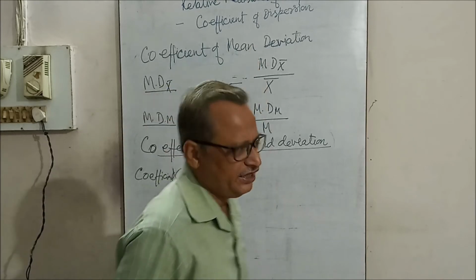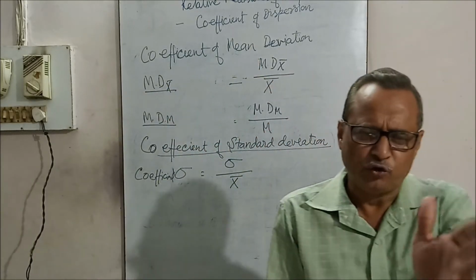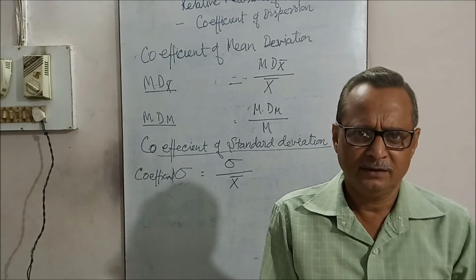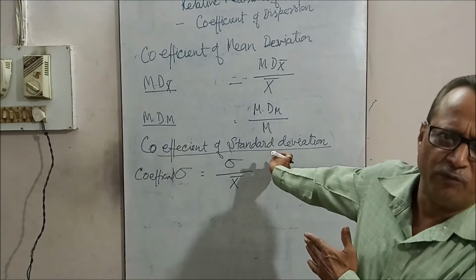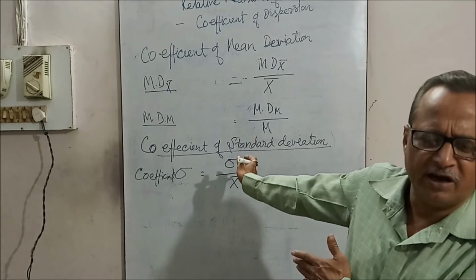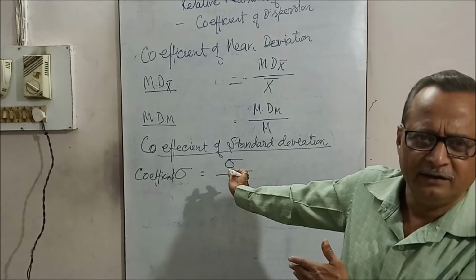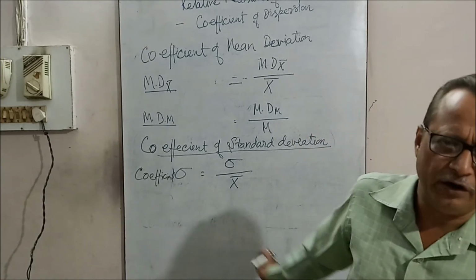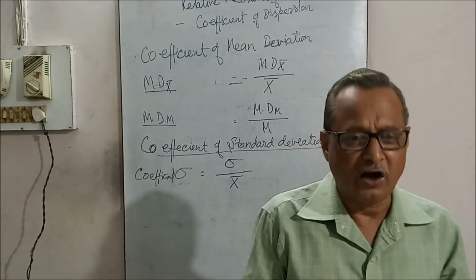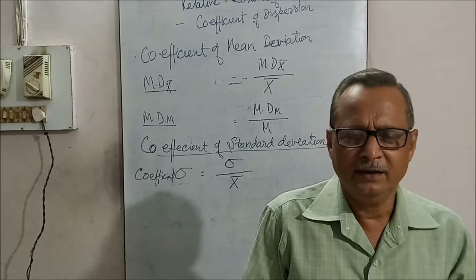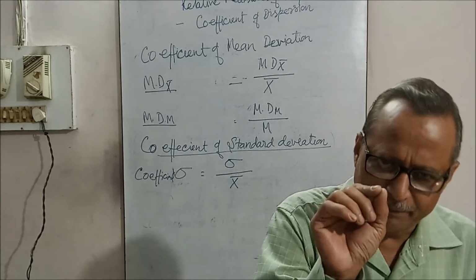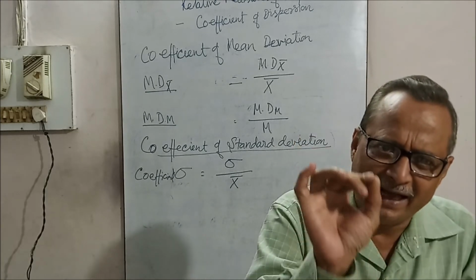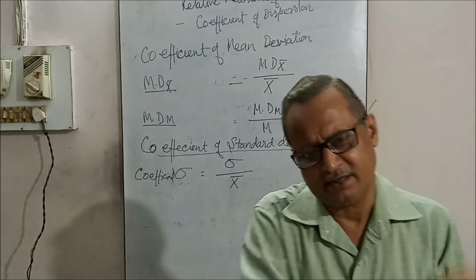Now you apply these formulas, whatever question you solve in dispersion, and then use this relative measure of dispersion to find the coefficient. Because it is very important for the purpose of interpretation, or giving meaning to that absolute measure of dispersion.